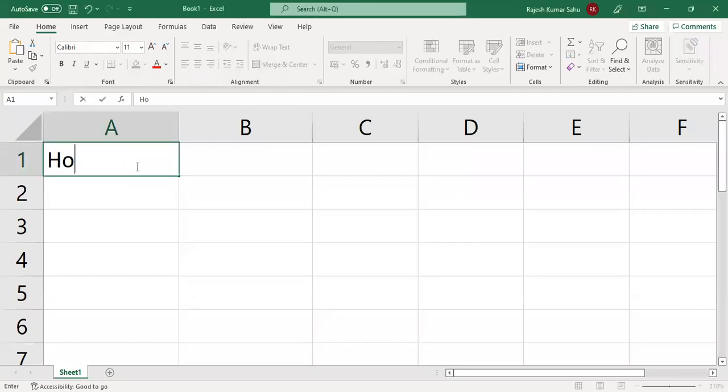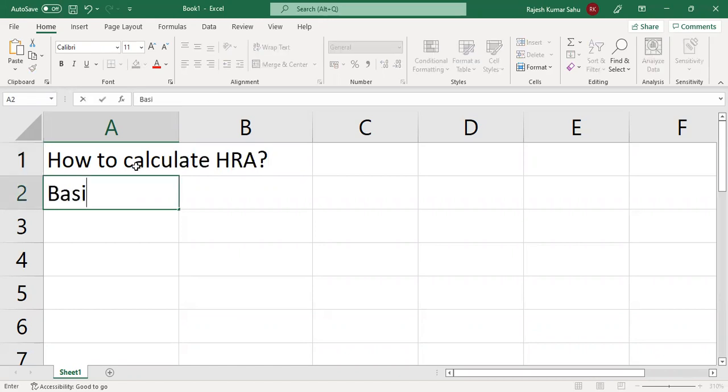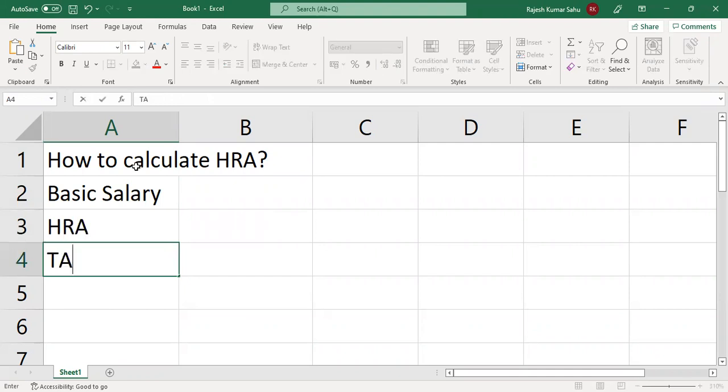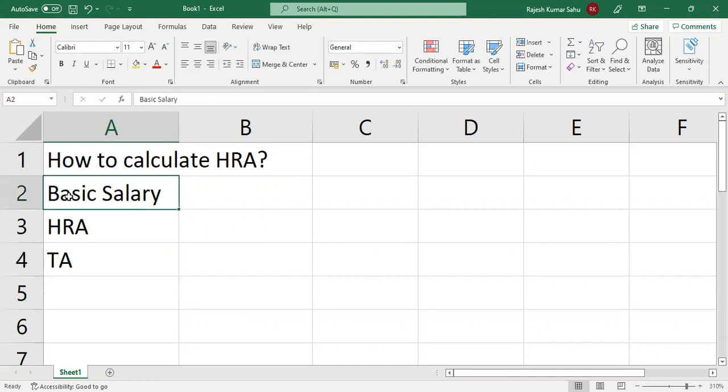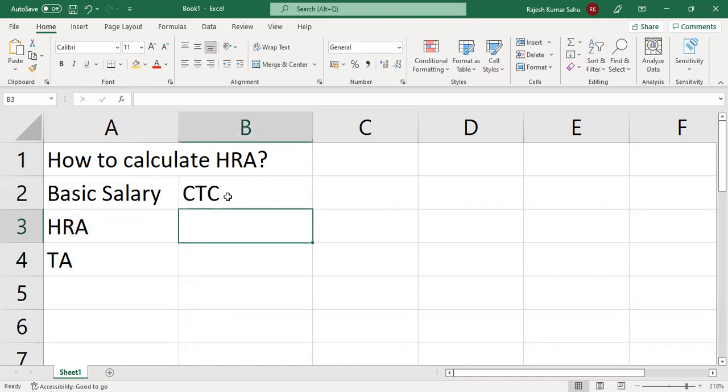So today we will be discussing how to calculate. But before that, please keep in mind basic salary, HRA, and your total allowances. These are the standard major components of CTC. Not only CTC, as well as the gross salary when you are calculating.